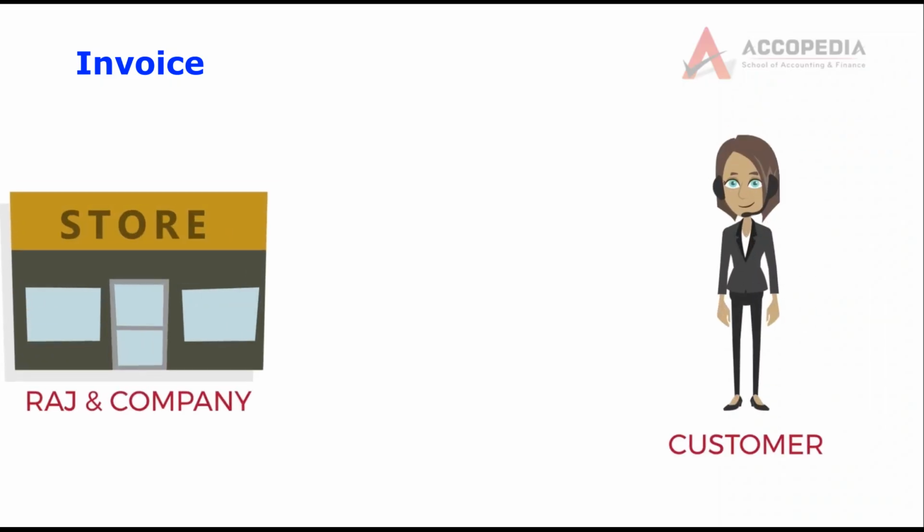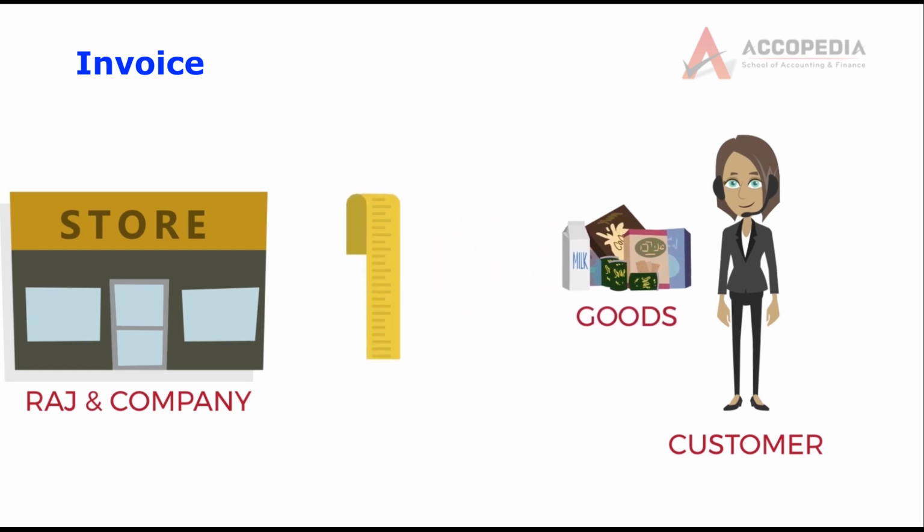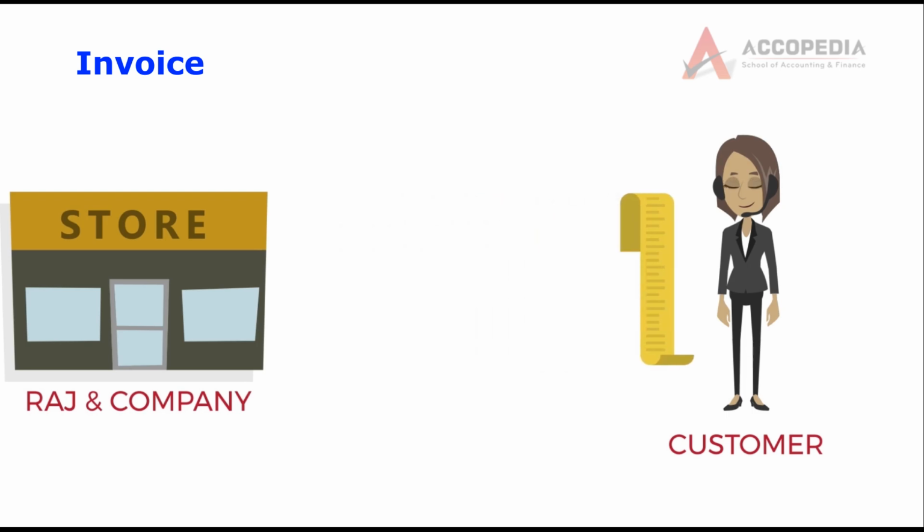An invoice is commonly used for purchase as well as sales. But a sale invoice is always generated by the supplier, and this copy, this invoice, becomes a purchase invoice in the books of the customer. So Raj and Company, that is my company, sells goods. We generate a sale invoice. Now this sale invoice becomes a purchase invoice to my customer.